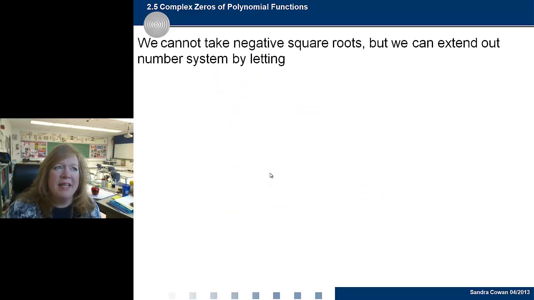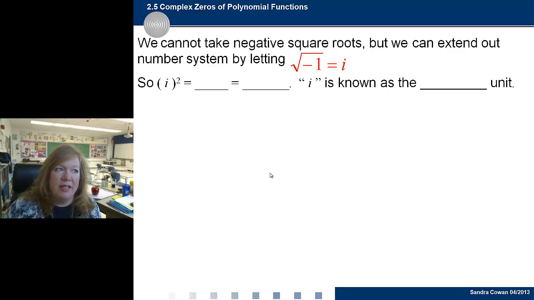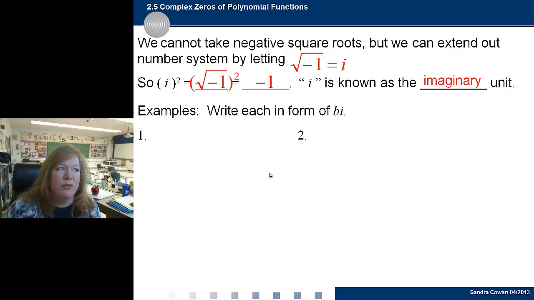That's it. We cannot take negative square roots, but we can extend the number system by letting the square root of negative 1 equal i, which hopefully you have seen in Algebra 2 and are seeing again. So i squared is the square root of negative 1 squared, which is negative 1. i is known as the imaginary unit. Hopefully this is just review for you guys.